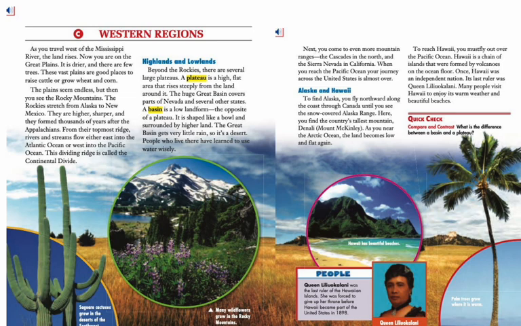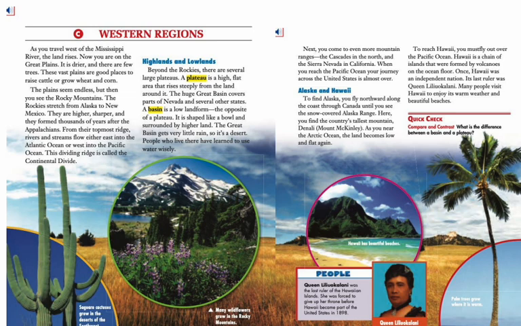Alaska and Hawaii. To find Alaska, you'll fly northward along the coast through Canada until you see the snow-covered Alaska Range. Here you find the country's tallest mountain, Denali, or Mount McKinley. As you near the Arctic Ocean, the land becomes low and flat again.